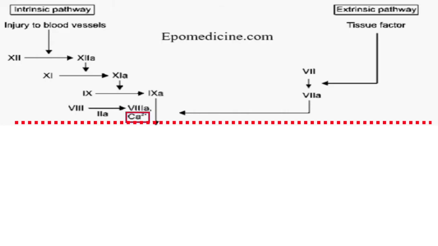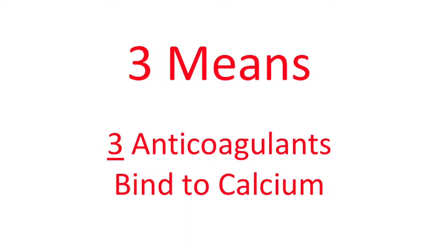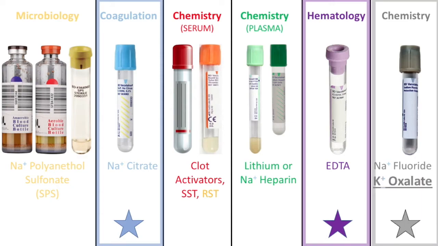Now, the other part of the ABC 1 to 3 rule is that 3 anticoagulants do this. 3 anticoagulants bind to or inhibit calcium to prevent the clot. Those additives are sodium citrate, EDTA, and oxalate.